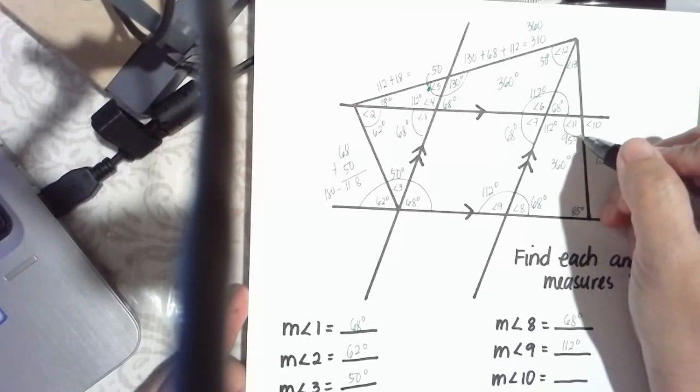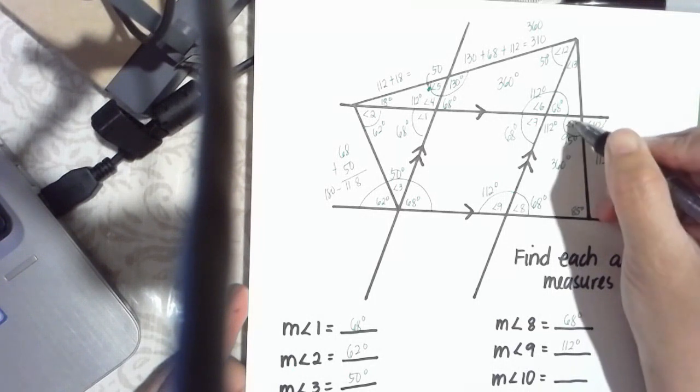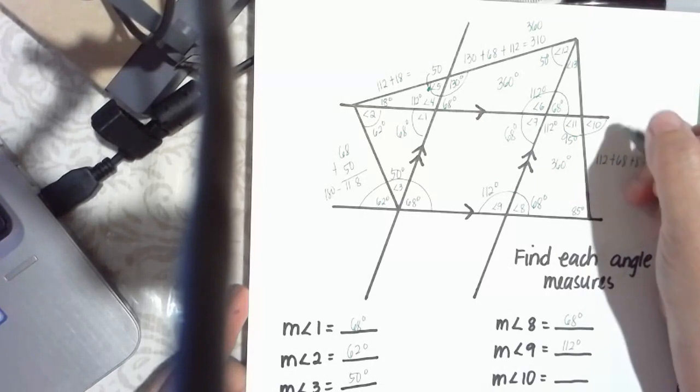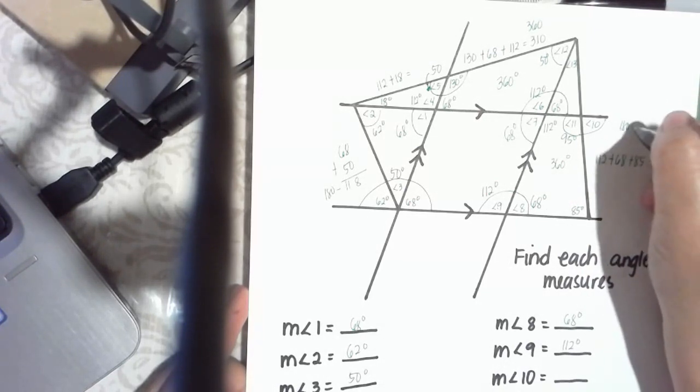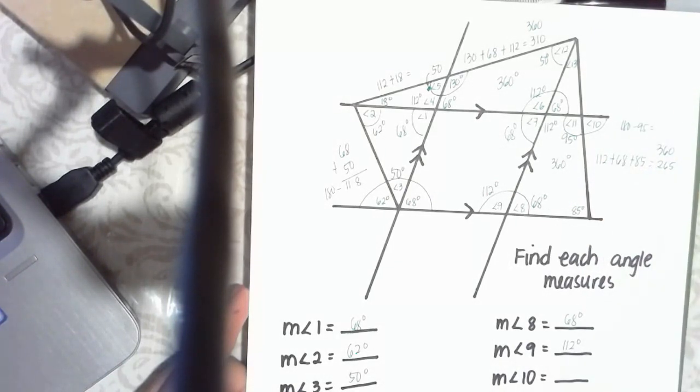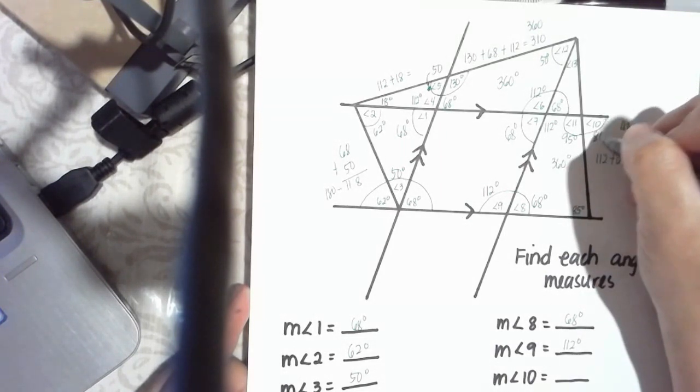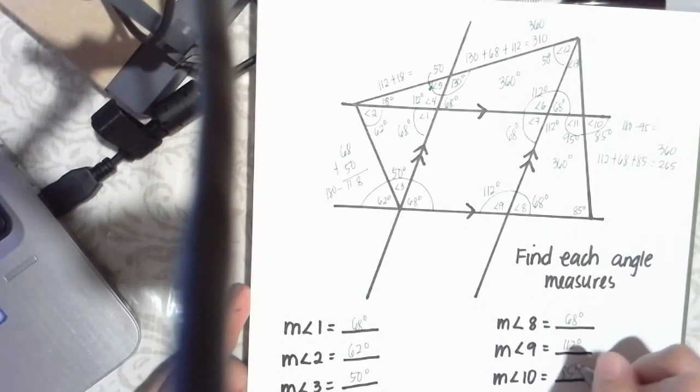All right. So angle 11 and angle 10 form a supplementary angle, which is a linear pair. So 180 minus 95 is equal to 85. So angle 10 is 85.